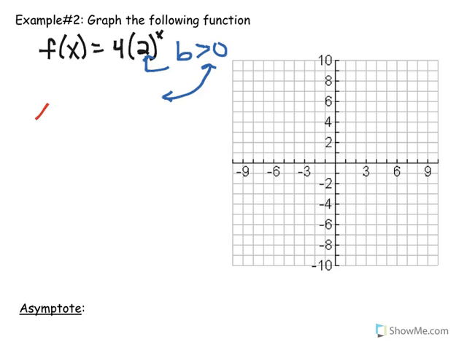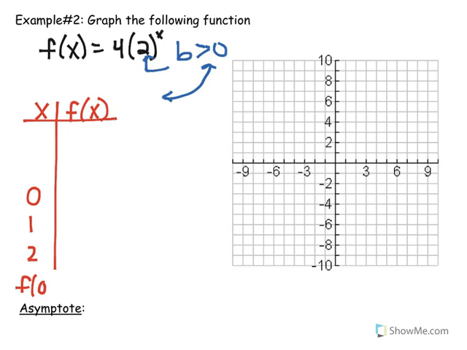Now, just like many other functions from previous units, I want you to make a table when graphing. So I'm going to look at x and f of x, and let's first look at the points 0, 1, and 2. I'm leaving space above the 0 for a specific reason. When I plug in 0 for x, that's going to be my y-intercept. So I do 4 times 2 raised to the 0 power. Anything raised to the 0 is 1, so that's 4 times 1, and I get 4. I find it really interesting that our y-intercept actually matches our a value.